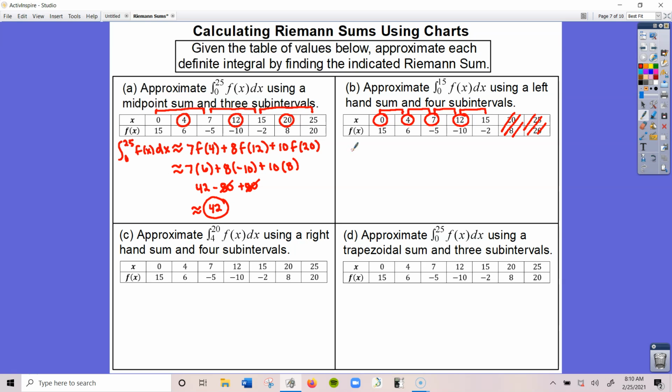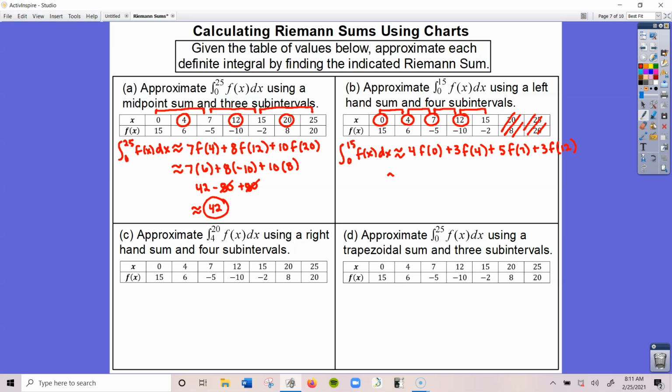So here we go. My integral from 0 to 15 of f of x dx is approximately, now this first rectangle from 0 to 4 has a base of 4, and we're using the height of f of 0. Plus, my second rectangle from 4 to 7 has a base of 3, and we're using the value of f of 4. Plus, from 7 to 12, my base here is 5, and we're using the value of f of 7. And for the last rectangle from 12 to 15, the base is 3, and we're using the height of f of 12.